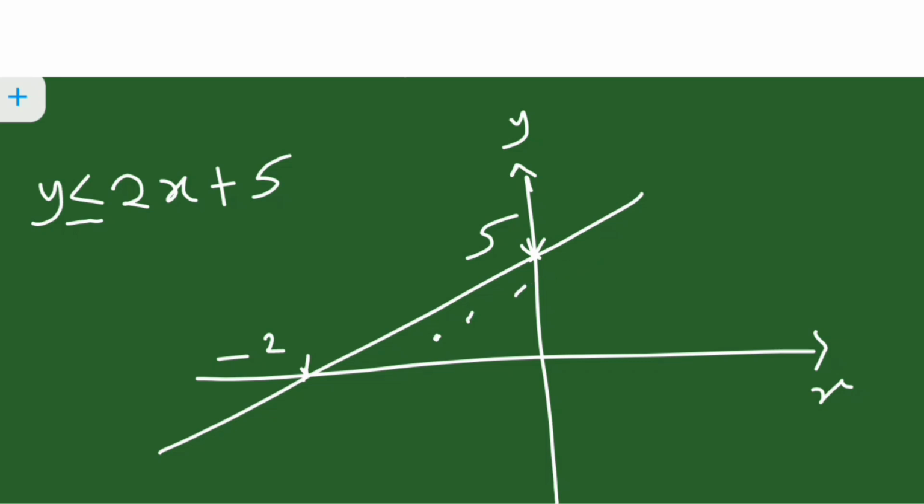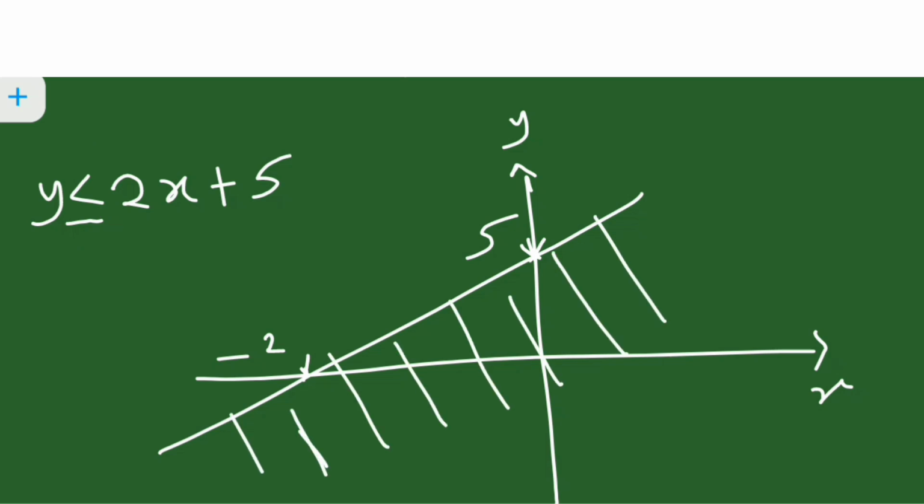So the required region to shade, since you have less than here, is to just shade under the graph like this. Under the graph, not above the graph. If you don't quite understand this method, you can use another method. The method is the origin method.